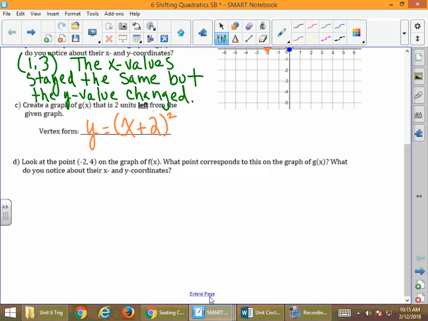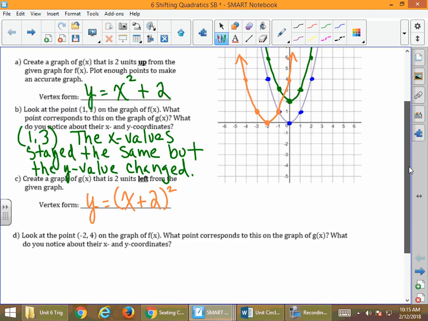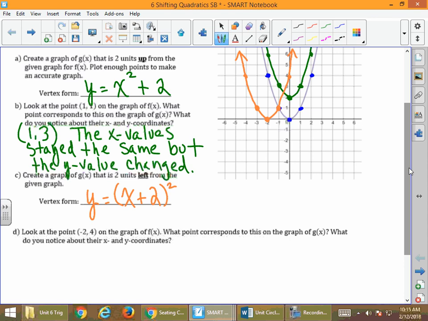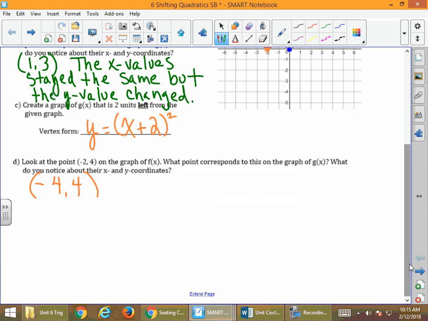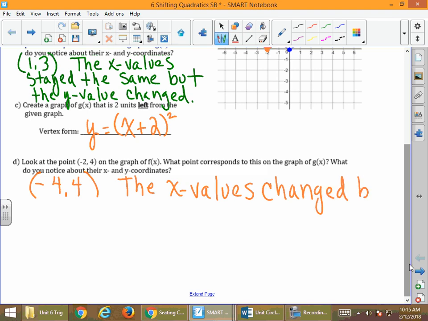Well, look at the point (-2, 4) on our graph. So that's our blue graph, (-2, 4). And then what point corresponds to that? Well, we moved it to the left. So the point that corresponds to that is (-4, 4). And what do you notice in this situation? Well, what I notice in this situation is that the x values changed, but the y value stayed the same.